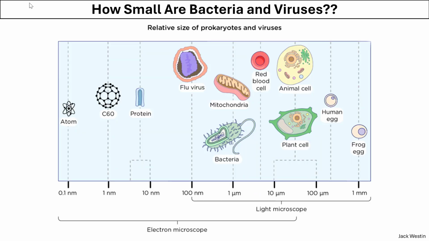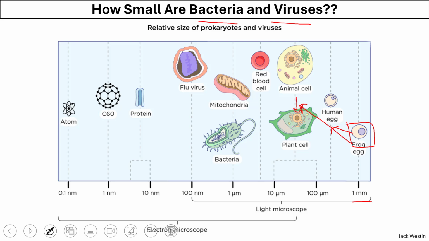Now let's have a perspective of how small the bacteria and viruses are. Some of you must have seen the egg of a frog, which is about 1 mm in diameter. Smaller than that is a human egg, and about 1/10 of that is an animal cell or a plant cell.